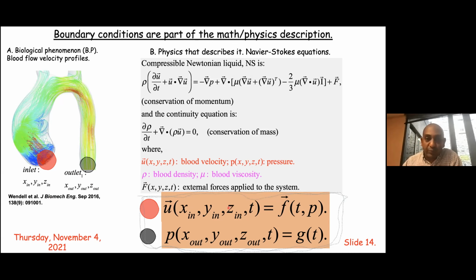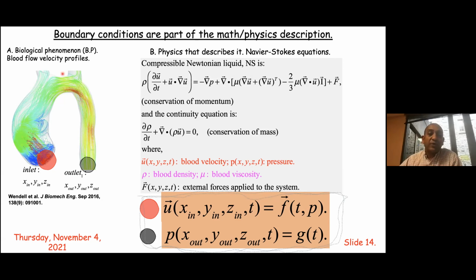You can apply pressure profiles. That's fine with me. That's acceptable. You can have all kinds of boundary conditions, but as a choice, we are going to adopt velocity profiles as inlet boundary conditions, and pressure as outlet boundary conditions.